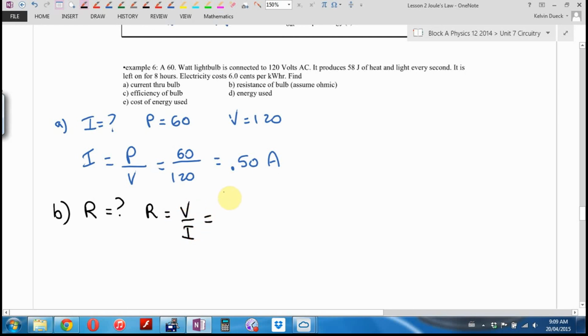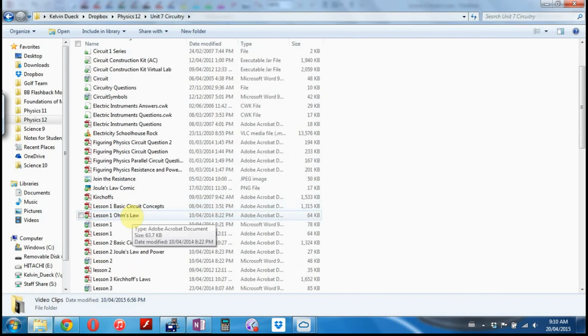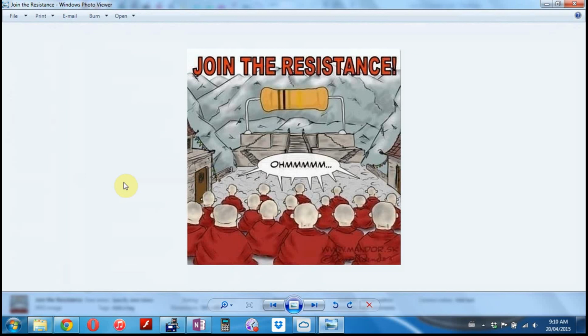Kyle, what's the voltage source in this question? 120. What's the current in this question? Dividing by 0.5 is the same as multiplying by? So what's the answer in your head, Kyle, my friend? 120 divided by 0.5 is 240. What are the units for resistance, Kyle, my friend? Ohms. Very good.